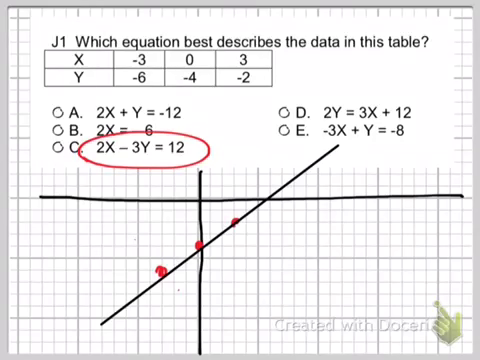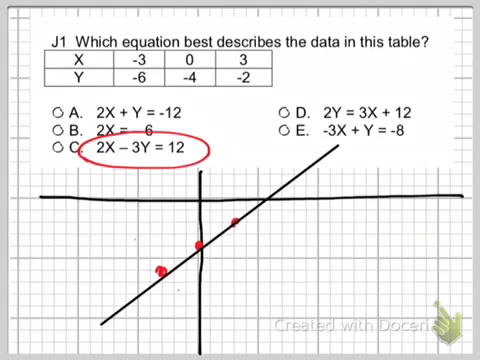On this one, it says which equation best describes the data in this table. So what I did was I graphed the data in the table, and I noticed that my x-intercept was at positive 6 and my y-intercept was at negative 5. And I looked at the different answer choices.